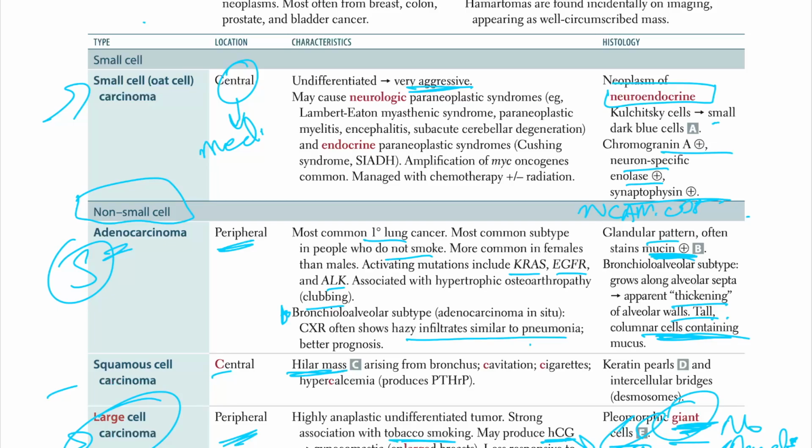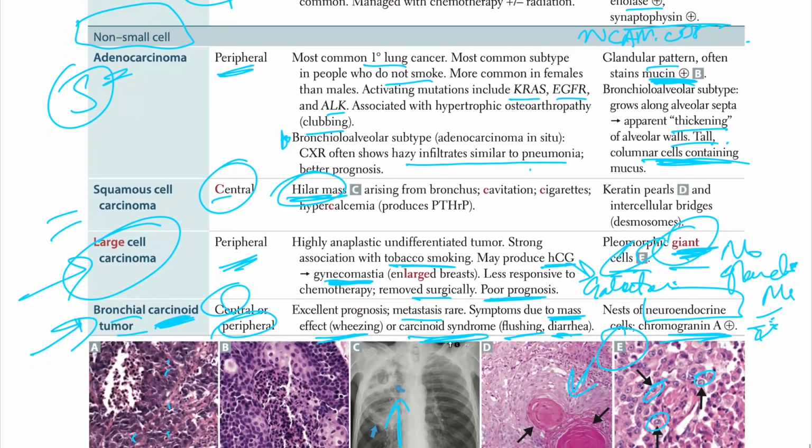So we were talking about these two small cells. One is central, the other one is also central, but one is going to give you mediastinal mass, and one is going to give you hilar mass. Okay, and that's all for that one. So this squamous one is going to give you PTHrP, high yield, with the hypercalcemia. So CCC: squamous hypercalcemia, cavitation, cigarette smoking with the keratin pearls. Call it C keratin pearls. Keratin pearls and intercellular bridges.